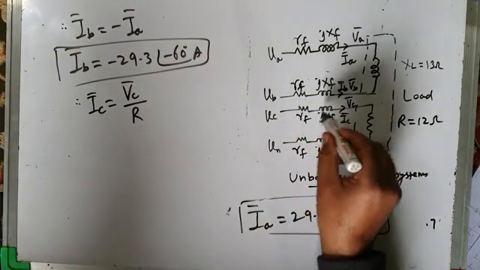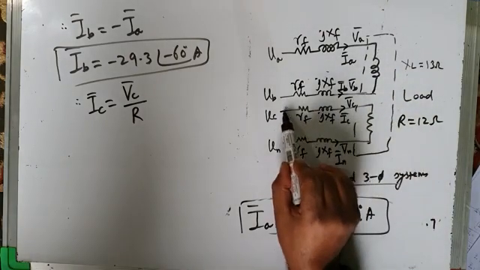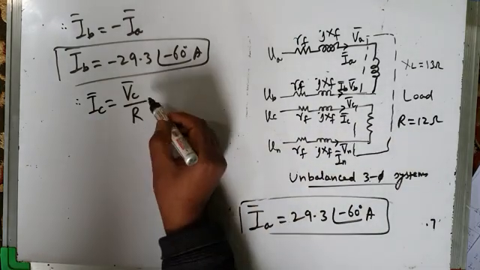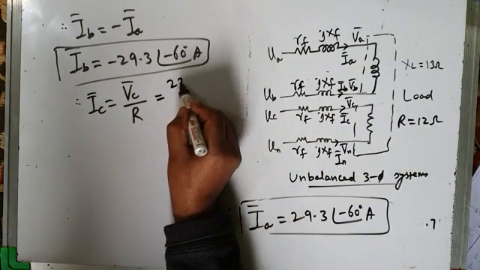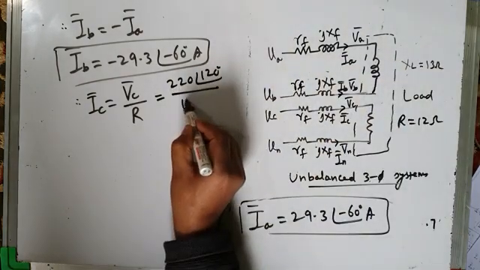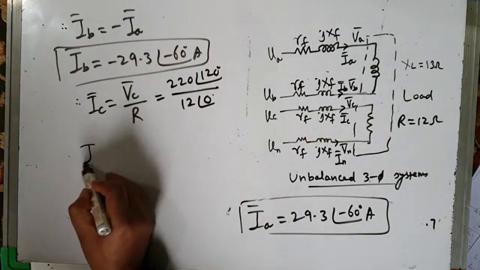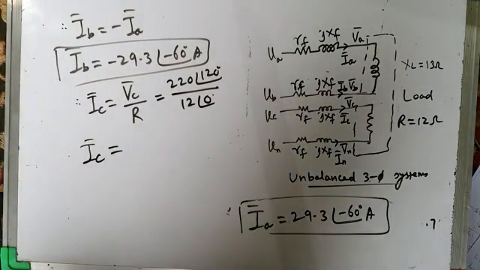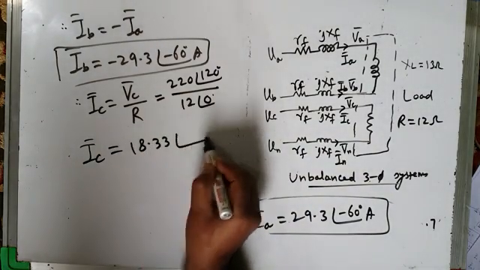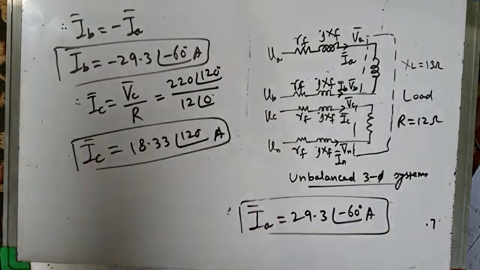What is VC? VC is the phase to neutral voltage, because the load resistance is connected between phase and neutral. So it will receive the phase to neutral voltage, VC. And VC is 220 at an angle of plus 120 degrees, divided by R. R is 12 ohms, at an angle of 0 degrees. That will give you line current IC, and that comes out to be 18.33 at an angle of plus 120 degrees amps. So this is line current IC.